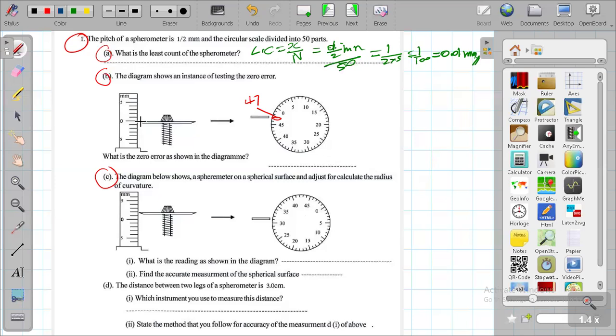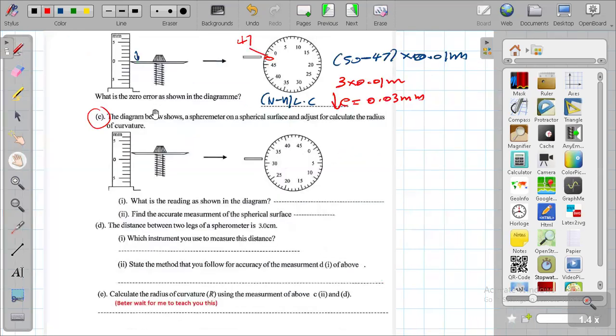It is a reverse reading. So you can see it is going down the one. I told you how to do it: N minus the sample n, times the least count. So the n is 50 minus 47, times the least count of 0.01 millimeter. Now have a good look at it. It is 3 times 0.01 millimeter. So the error is 0.03 millimeter, which is just below. You just mark it like a below.